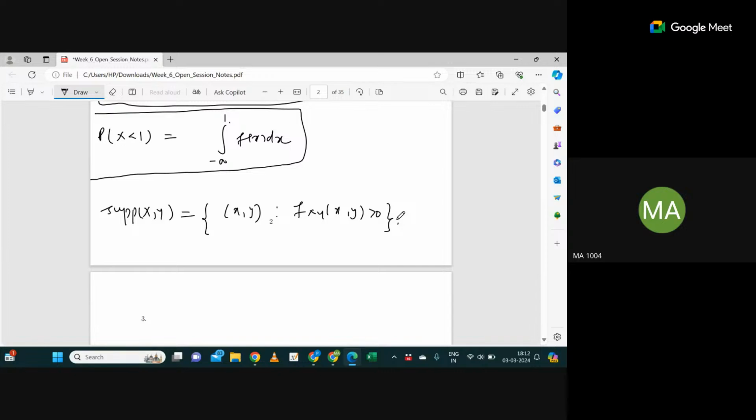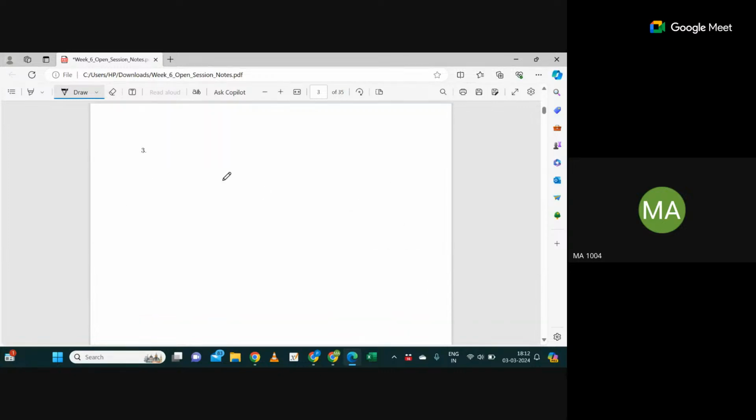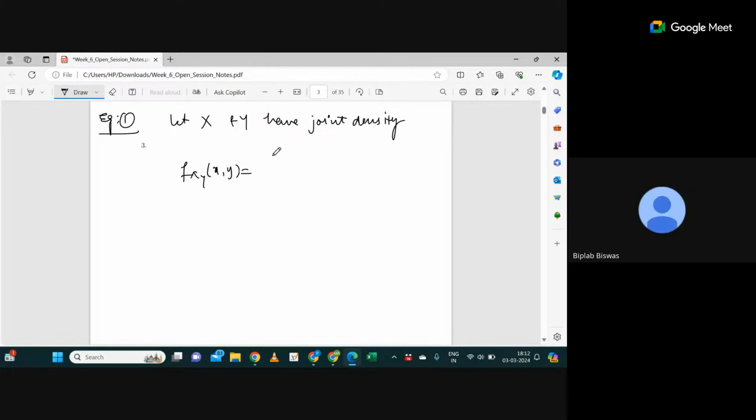Okay, let me give you an example. Let's discuss that. Hopefully that will give you some idea. Suppose I have two random variables x and y, and these random variables have a joint density. Let's say I'm taking a very simple joint density.